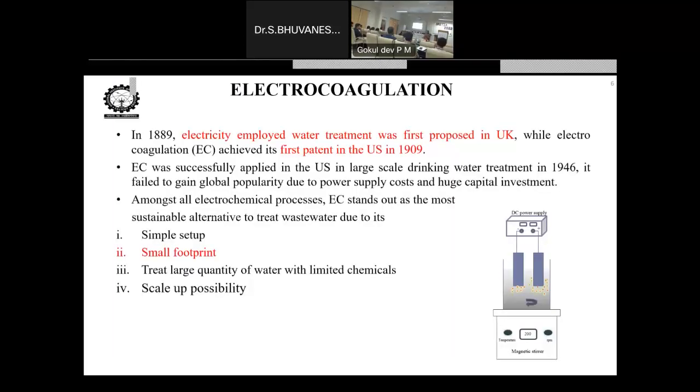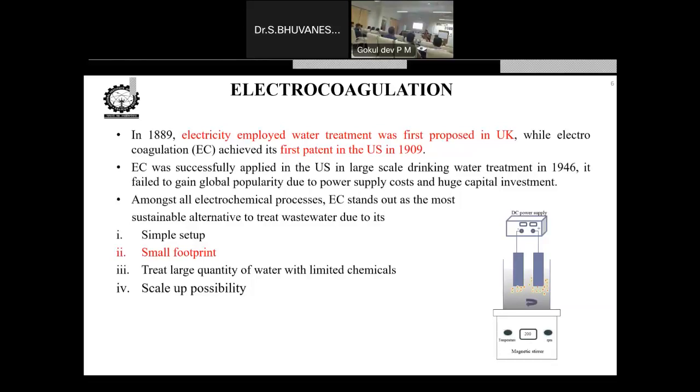Now, do you think electroporation is a very new technique, invented recently, some 3 or 4 decades ago? No. See here, in 1889 itself, electricity employed in water treatment was first proposed in the UK. Electricity employed means it may be electrolysis also. Some electricity concept they were using for water treatment, wastewater treatment, or splitting of water. All those things were happening in 1889 itself.